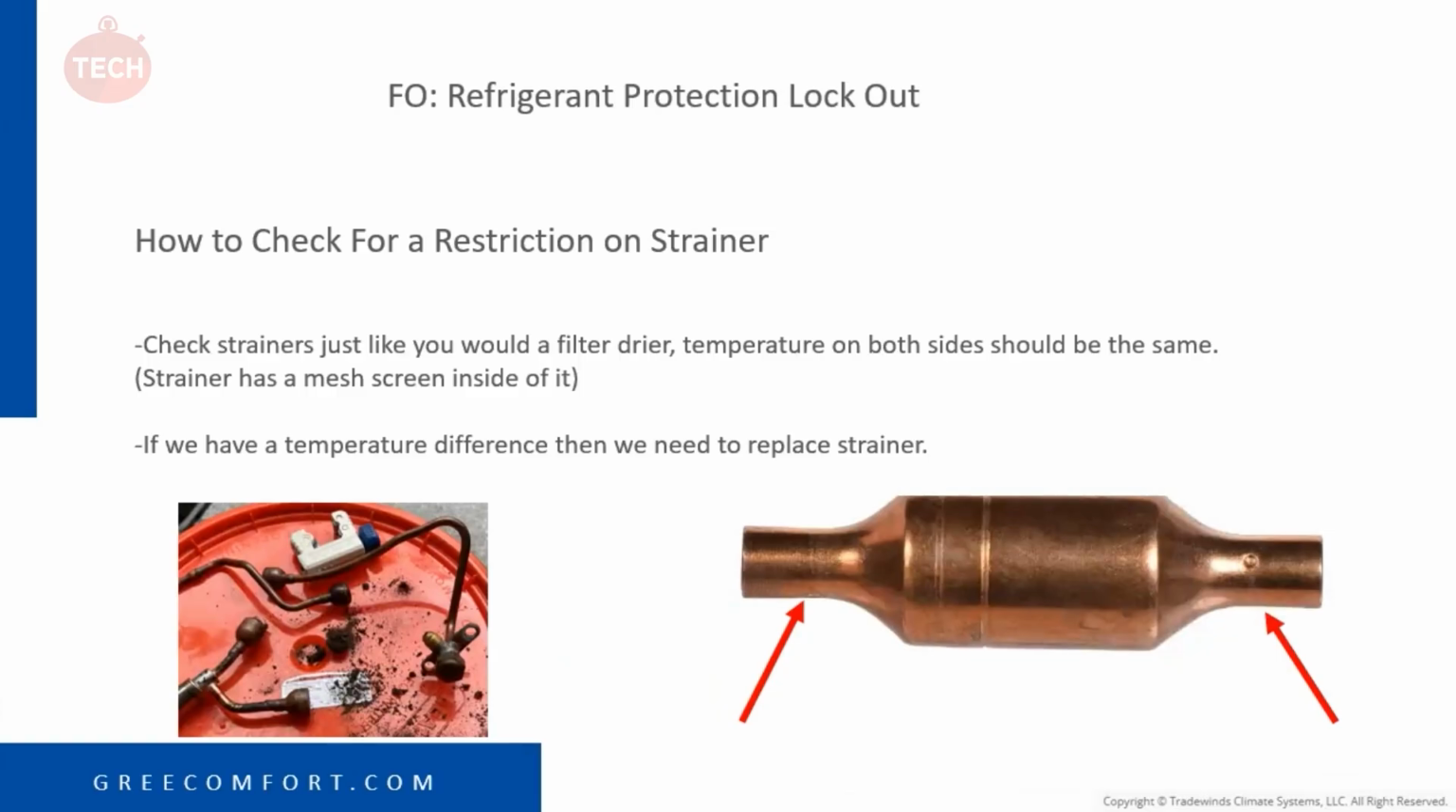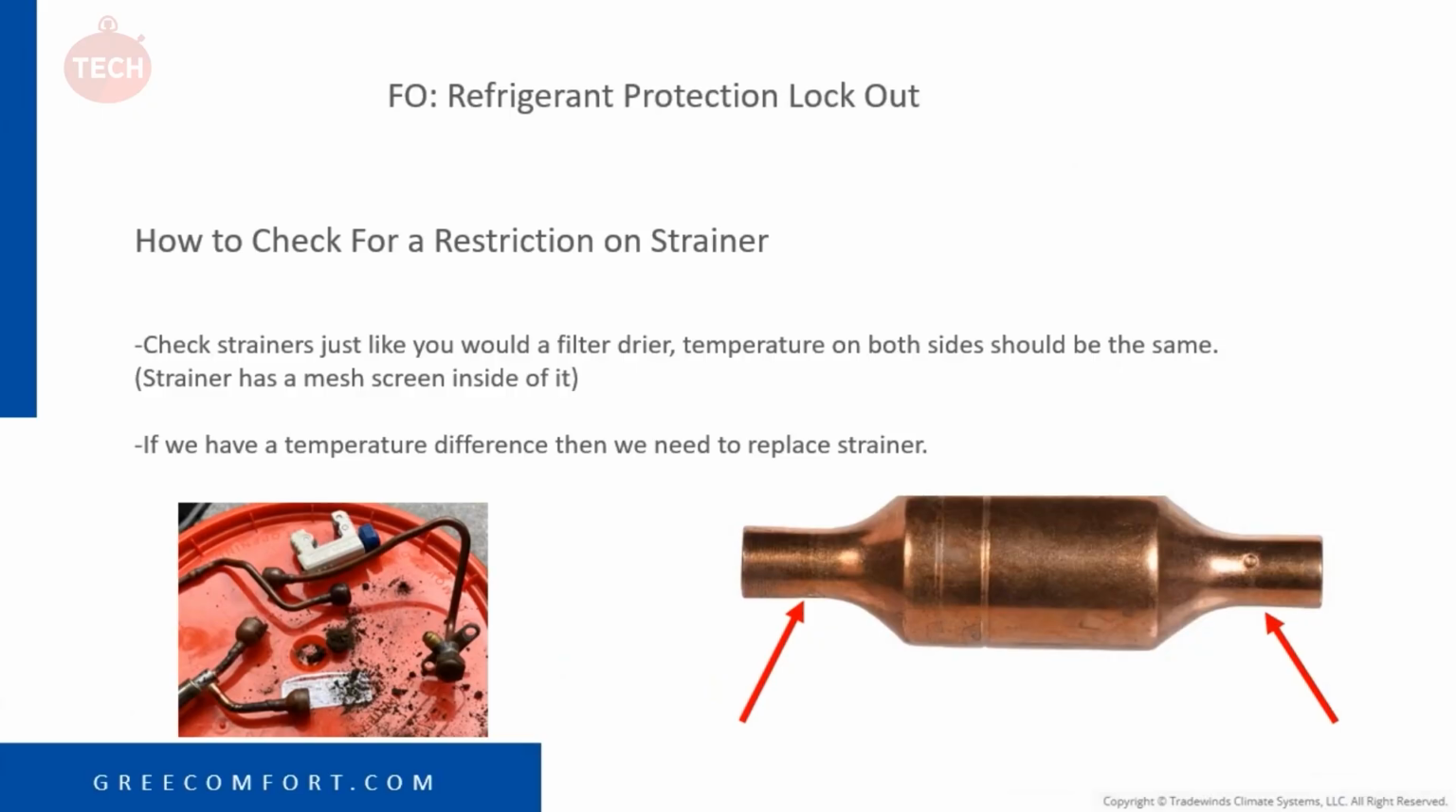So there is a strainer before and after each EEV. The picture on the bottom right shows you what the strainer looks like. When checking the strainer, you want to check with the unit running. Check the temperature across each side of the strainer where the arrows are; that temperature should be the same. If we have a difference in temperature from one side of that strainer to the other, that screen in there is restricted. So we have something in there.